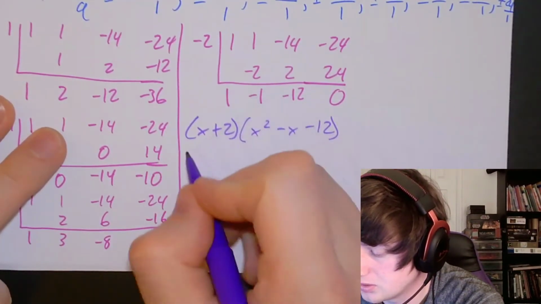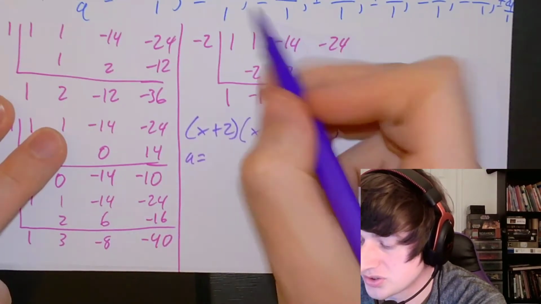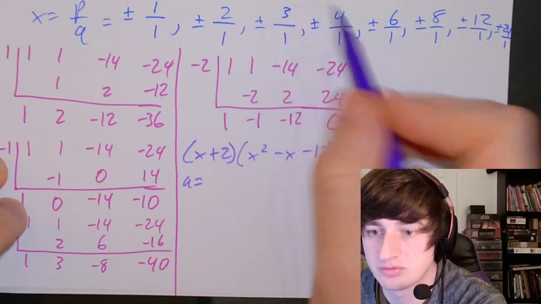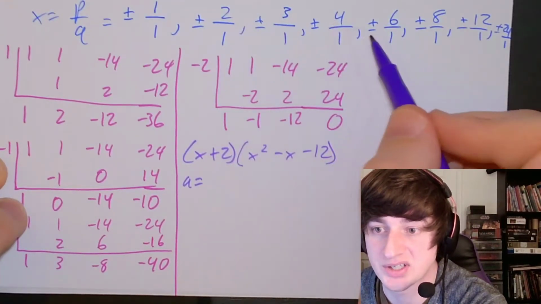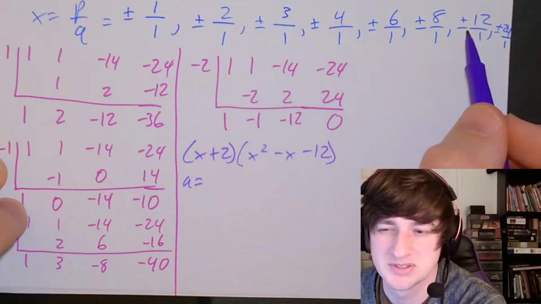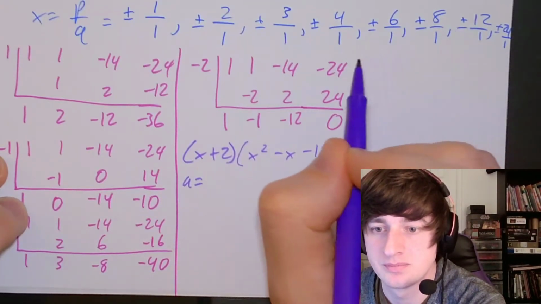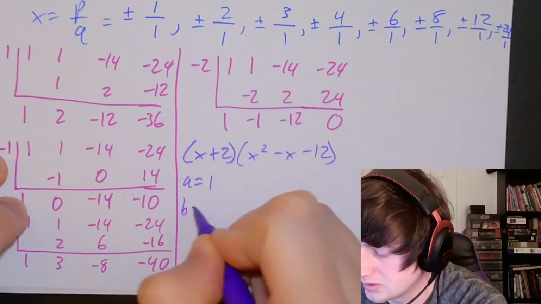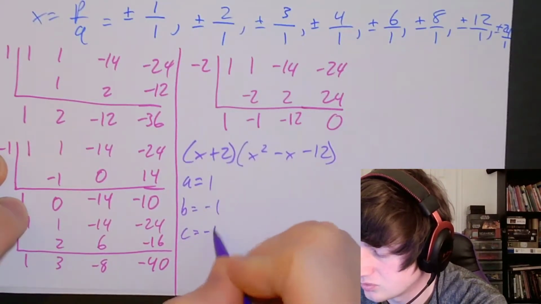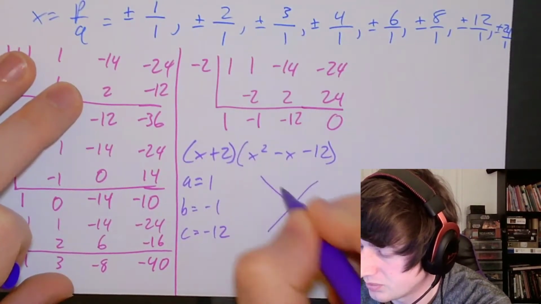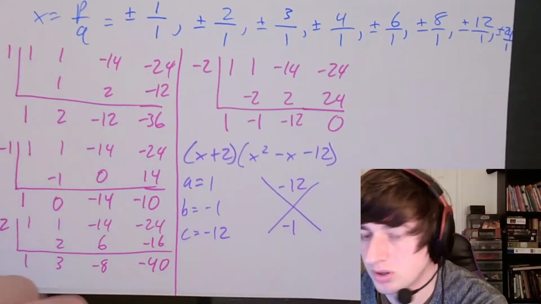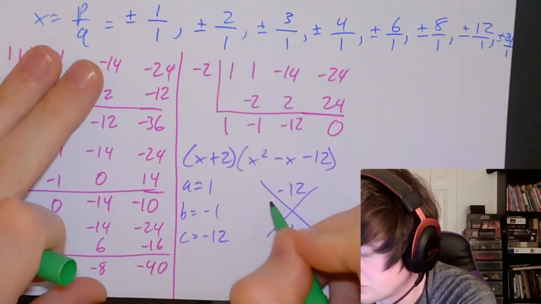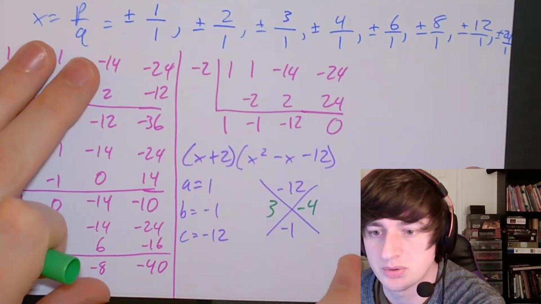So it's a quadratic. You could just keep checking the numbers, but there's no guarantee that it's going to be 3 and 4. It could be 6. It could be 12. It's probably not, but A is 1, B is -1, C is -12. We need numbers that multiply to make -12, add to make -1. That's going to be 3 and 4, where 4 is the negative number.